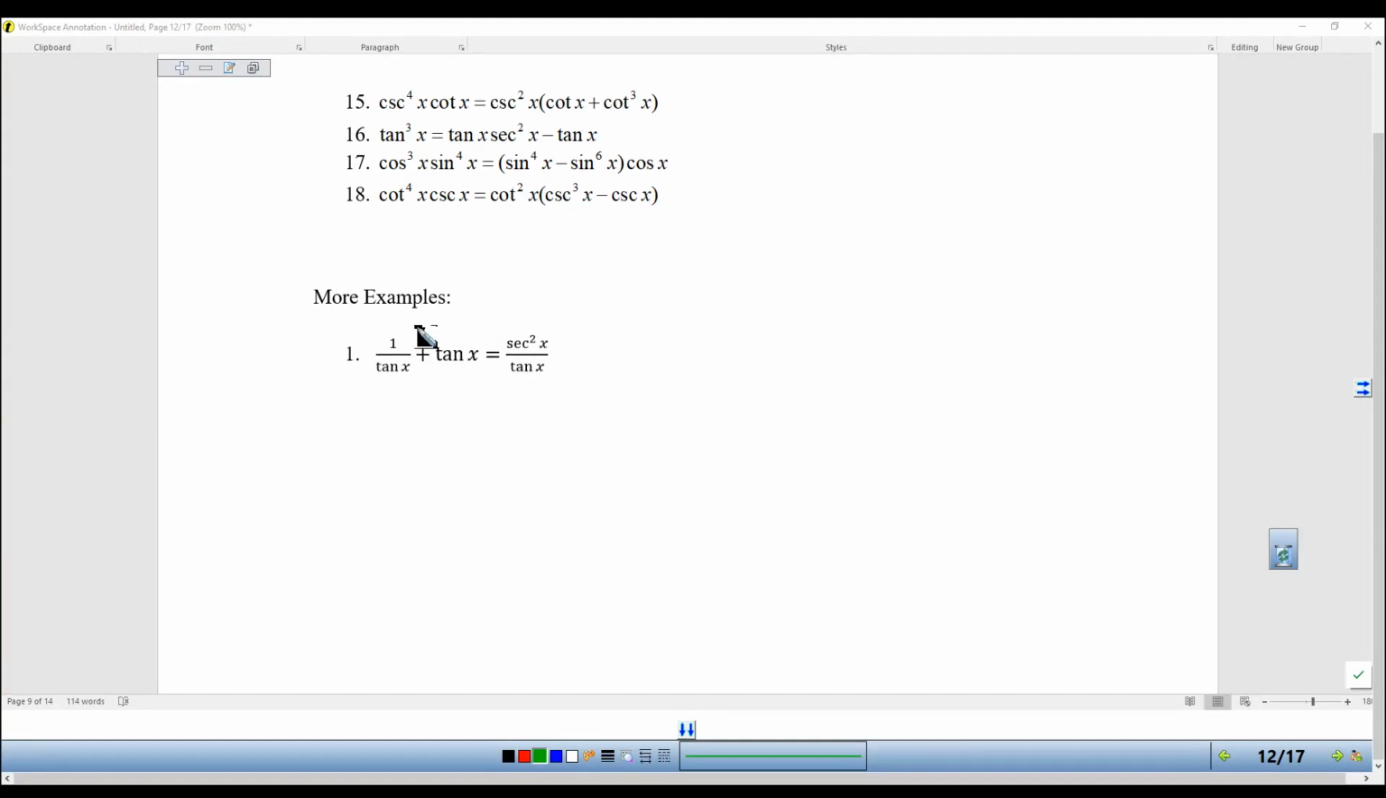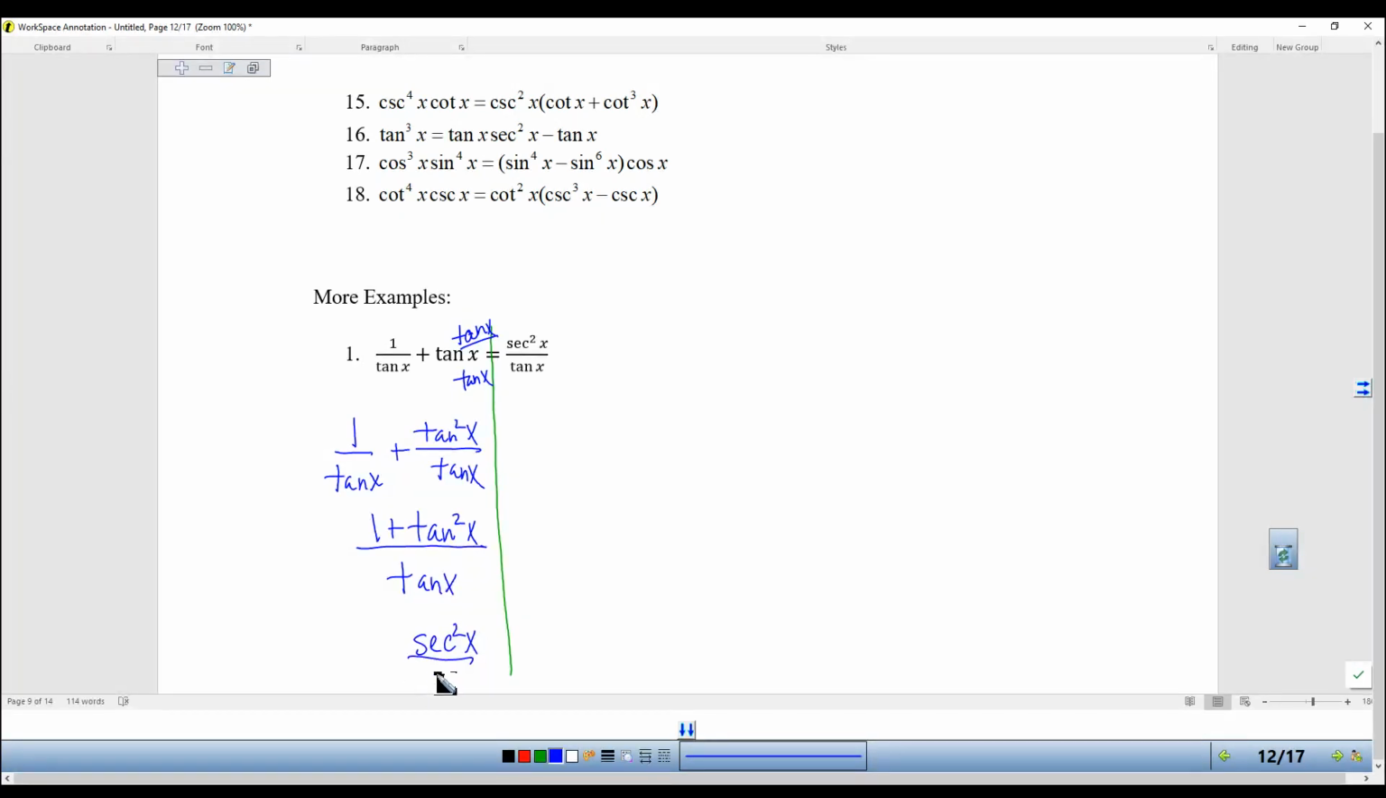So as soon as I see 2 things on one side but only 1 thing on the other side, I'm always thinking to myself, common denominator, because I need to get 2 things to become 1 thing. So I'm going to switch this to tangent of x on the top and tangent of x on the bottom. That gives me 1 over tangent x plus, and this is going to give me a tangent squared on top over tangent of x. Since they have a common denominator, I can write them as a single fraction. And 1 plus tangent squared x is secant squared x.